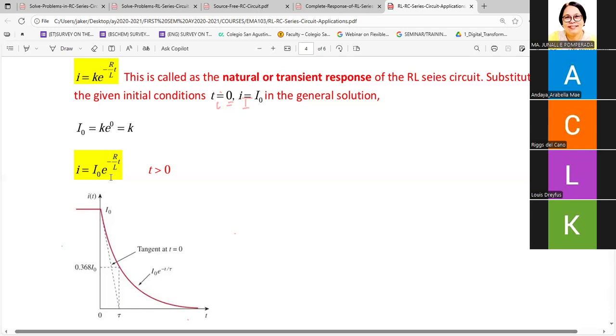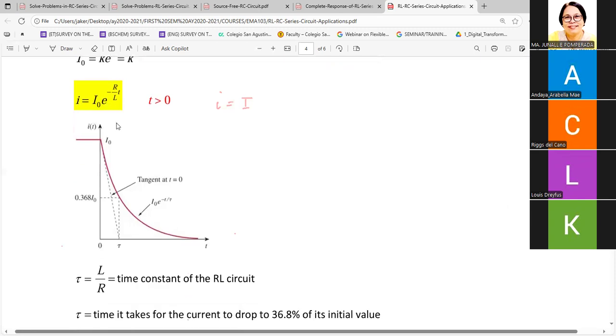Why do I say exponentially? Because you have here an exponential function. Now, speaking of the tau, what is the tau wherein your current is 36.8% of its initial value? If you would be asked by the problem, that tau is L over R, or your inductance divided by the resistance. That's the time in seconds.